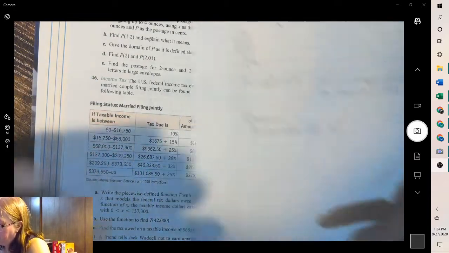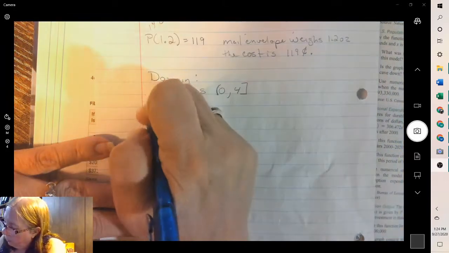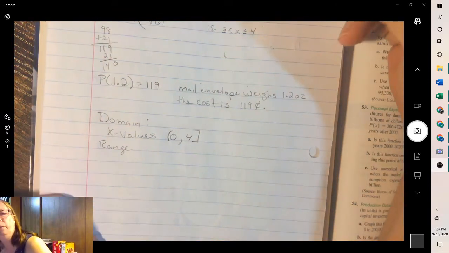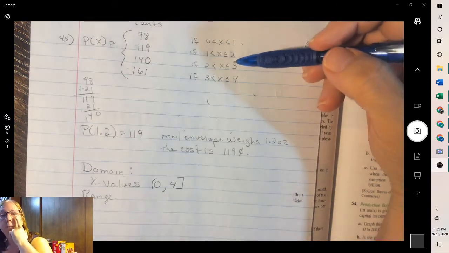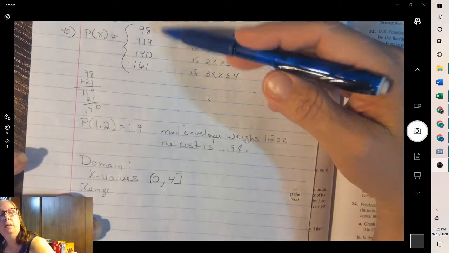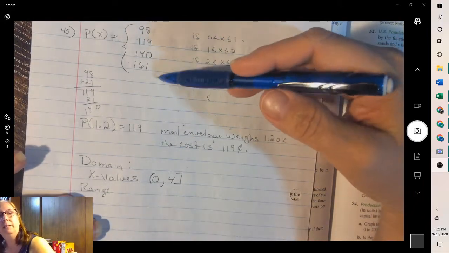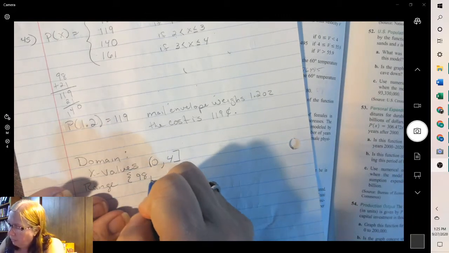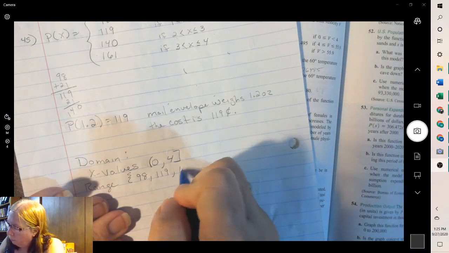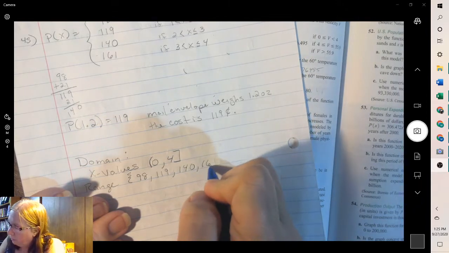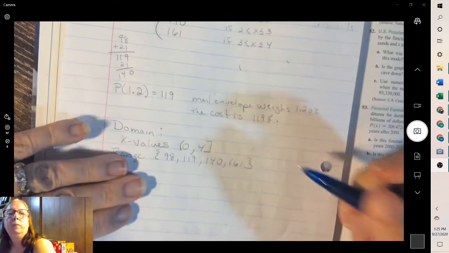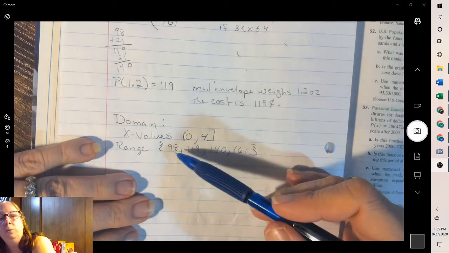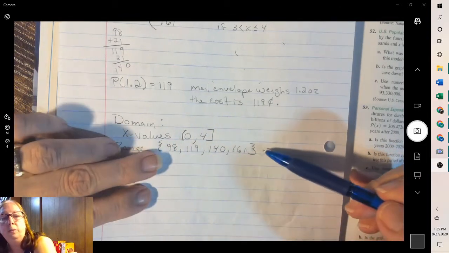They don't ask it, but let's list the range. The range is not continuous, whereas this is getting all the decimals in between. This is not. So the range would only be these values. You'd use a set notation, 98, 119, 140, and 161. And so since it's not continuous, you just list the points and you use a set notation.